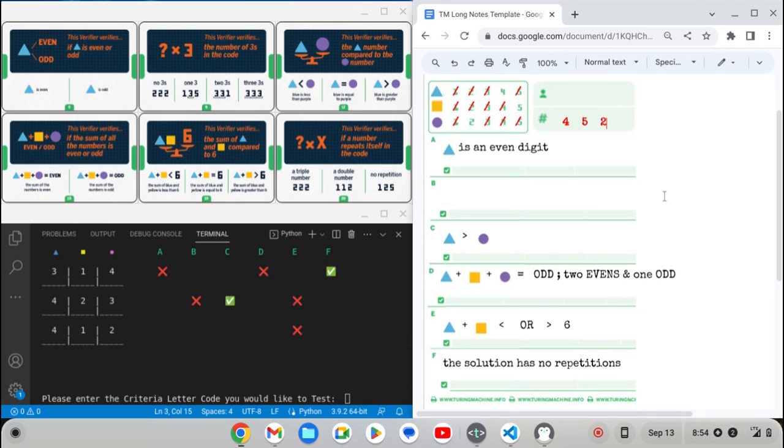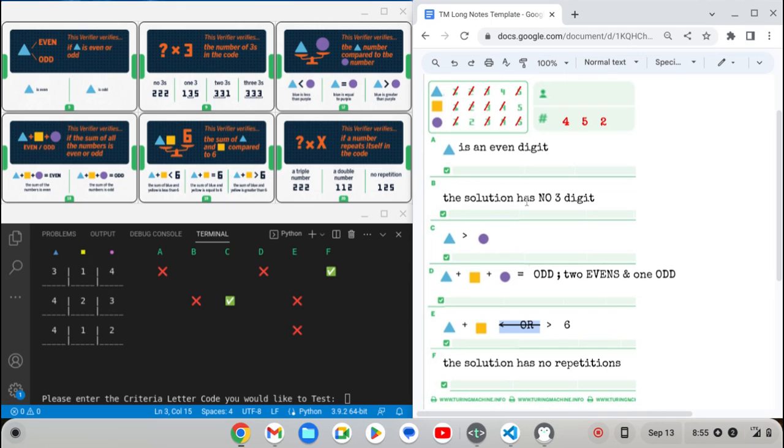And I did forget to type in the notes for B from the previous round that the solution has no 3-digit. Okay, and of course then I can also update my notes for section E that the sum has to be greater than 6. Okay, so really quick, is the first digit even?